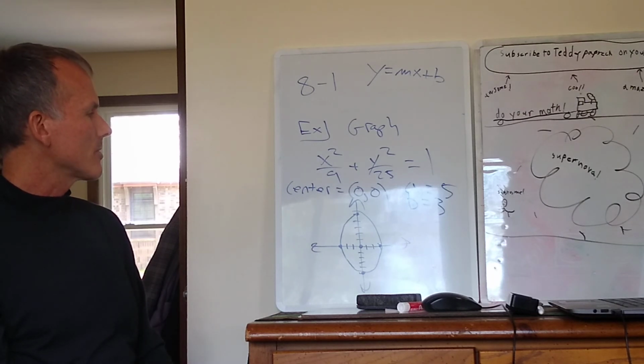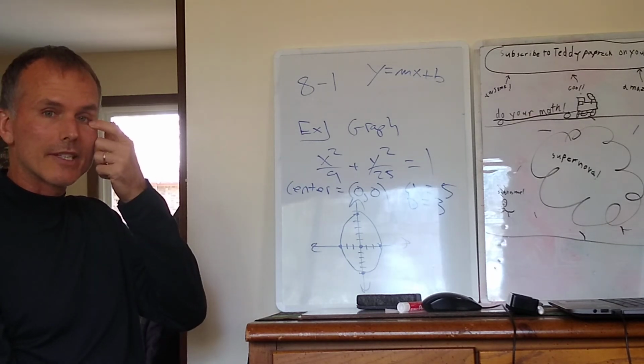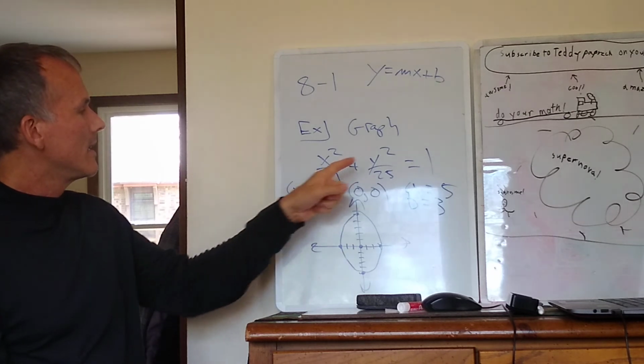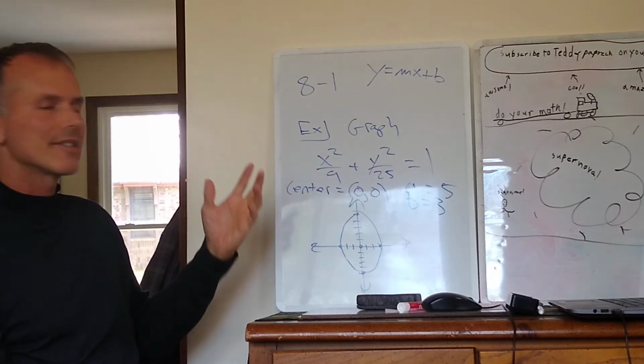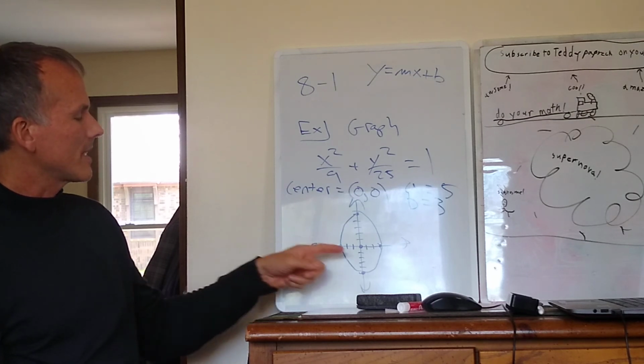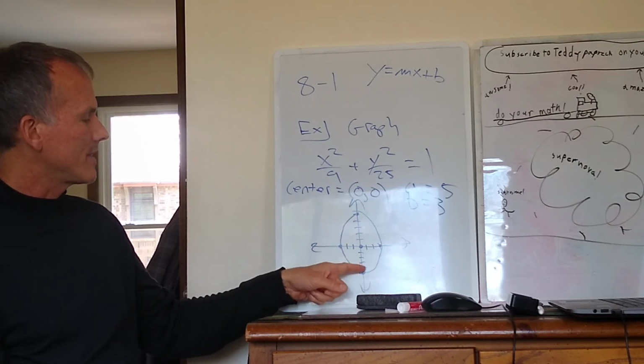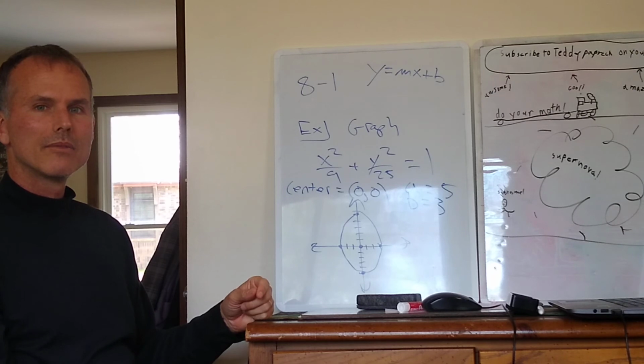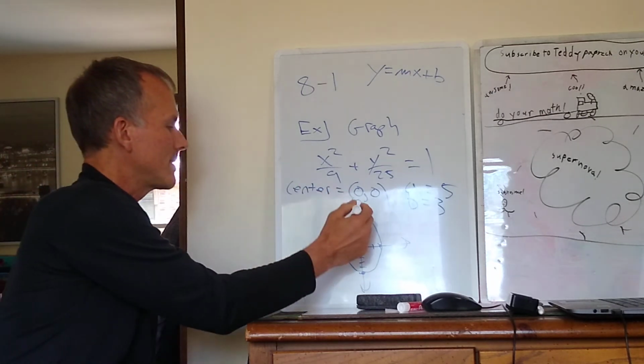The major axis in this case runs vertically, since the ellipse is longer this way than it is this way. Now, of course, c squared is still a squared minus b squared, so c squared would be 25 minus 9, so c squared would be 16. So c is 4, so to get to my foci, I'd go up 4 and down 4 from the center. So one focus would be up here.